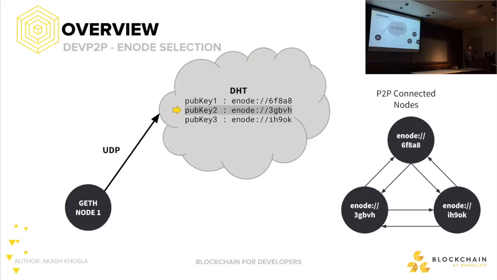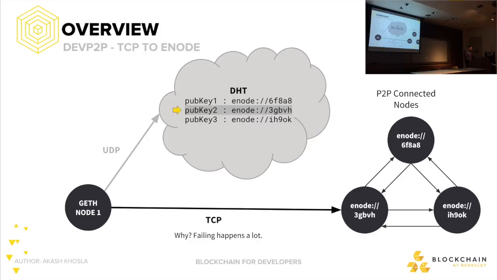And then once we select an enode, we actually reach out to that enode using TCP. We try to establish the connection, and this enode will acknowledge that it's available and ready to receive. Then these two basically start to exchange data.